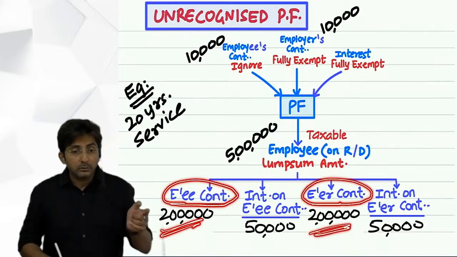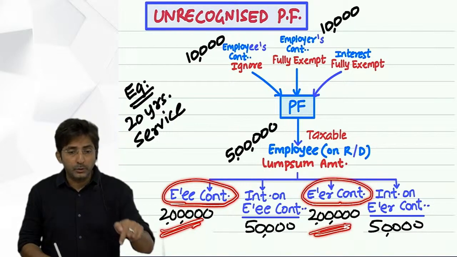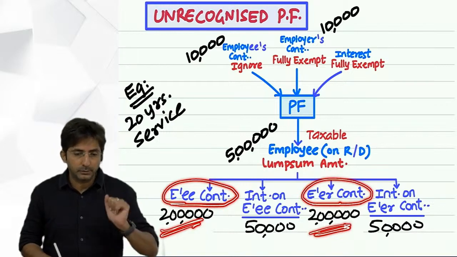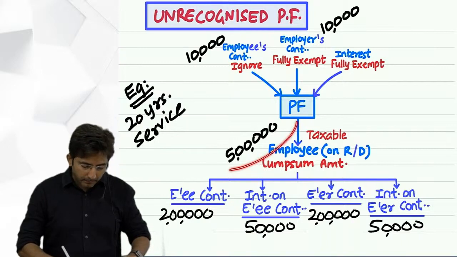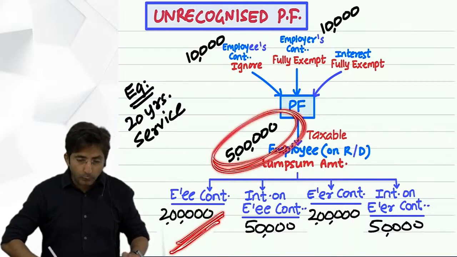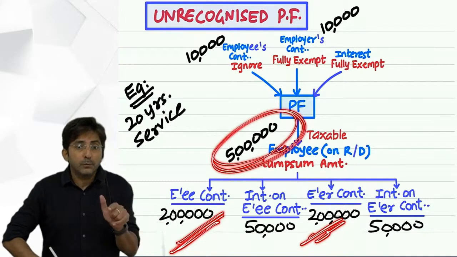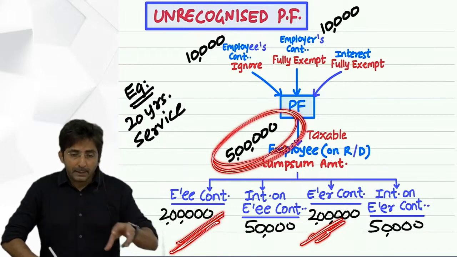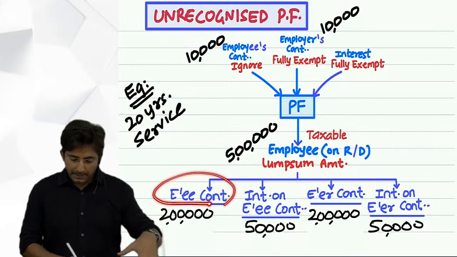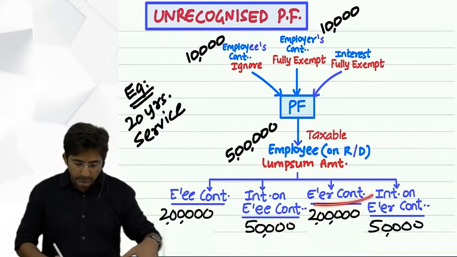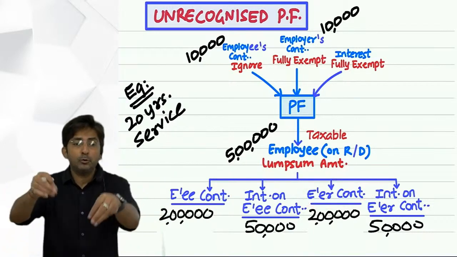And on both 2 lakh contributions, there is interest of 50,000. See, in my example, you received 5 lakhs, whereas you contributed 2 plus 2, 4 lakhs only. So interest was 1 lakh. And half of that pertains to employee savings, and half of that pertains to employer savings. Both used to save together.